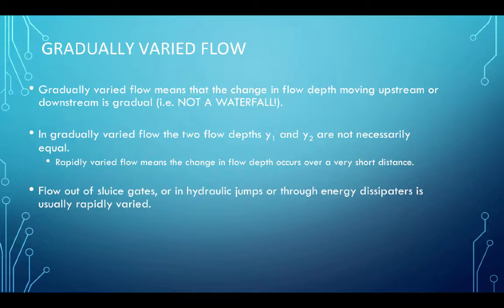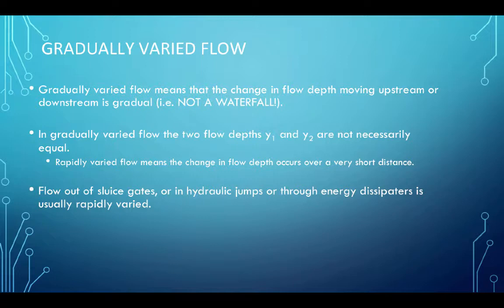Rapidly varied flow, which we won't mess with much in this class, means that the change in flow depth occurs over a relatively short distance. Relatively short would be a couple of characteristic diameters. So if you think the channel's 10 feet wide, the relatively short distance would be 20 to 40, maybe up to 100 feet, versus gradually varied flow, which in a 10-foot wide channel might take hundreds and hundreds of feet to see a visible change.